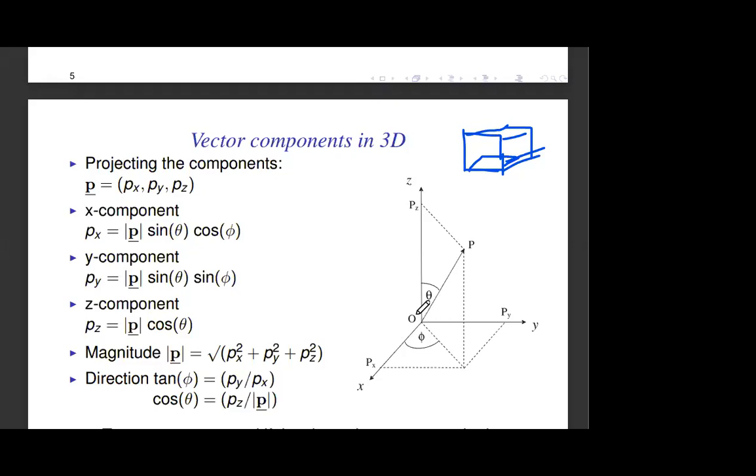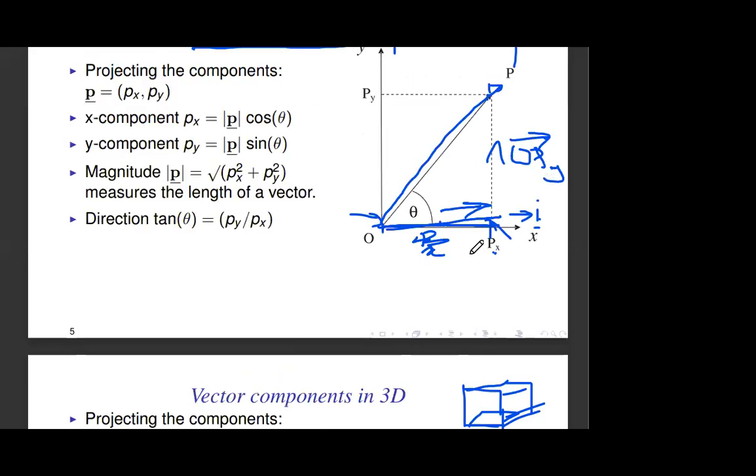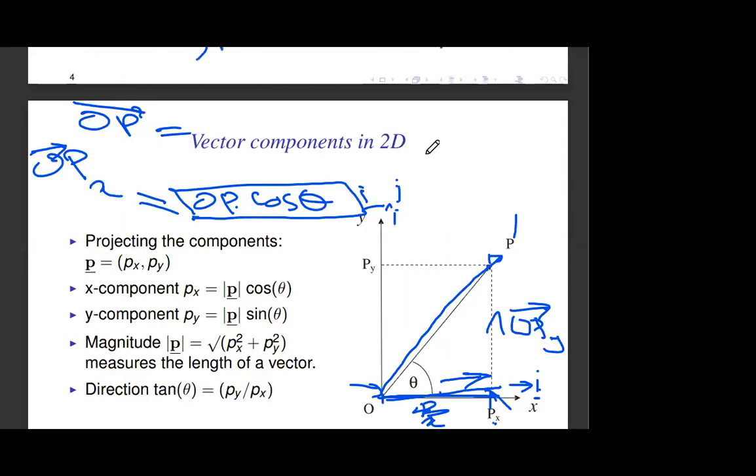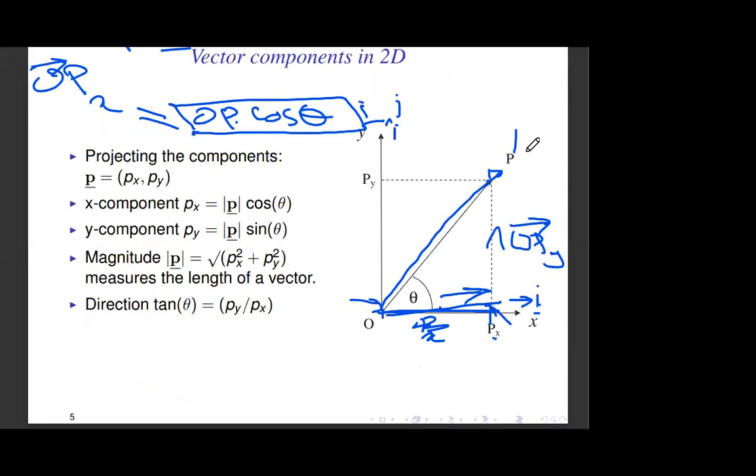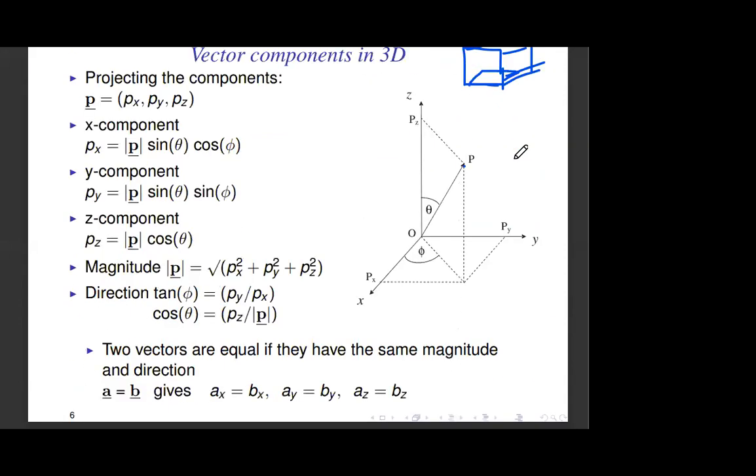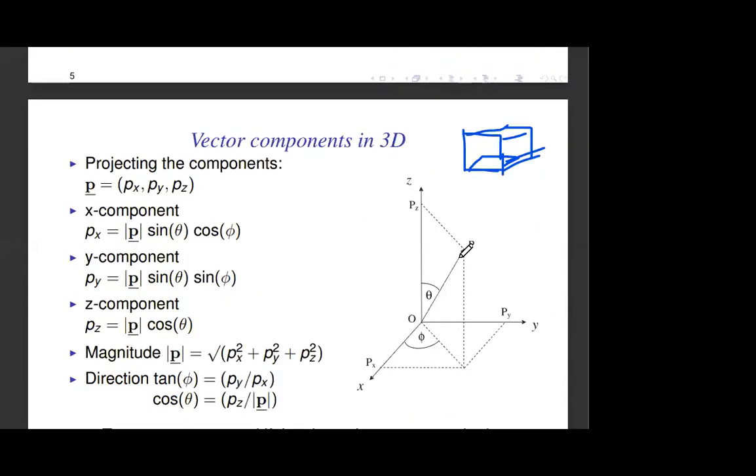So this is OX, this is OY, and OZ, right? And let's take a point in this three-dimensional space. P is any point in three-dimensional space. Earlier you had an infinite plane, a point on a plane. Now we have a point in three-dimensional space.